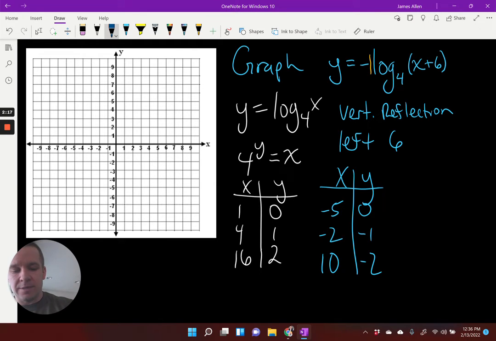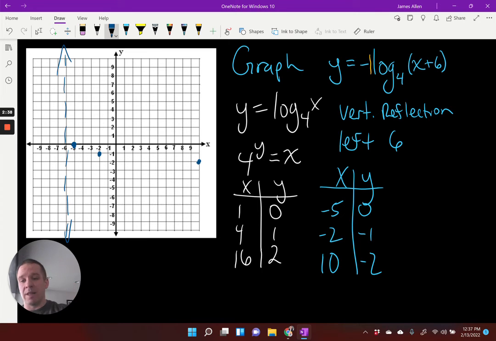Okay, so let's plot these. The one thing with the reflection, and when you get the larger log base, you might start to be like, wait, how do I draw this on there? I don't want to mess that up. Well, let's think about our vertical asymptote. It moved to the left 6, so my asymptote will move with it. So that will help me shape it.